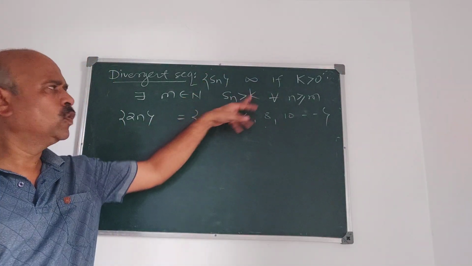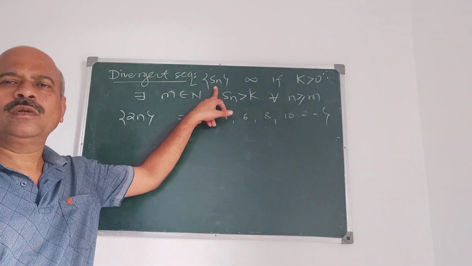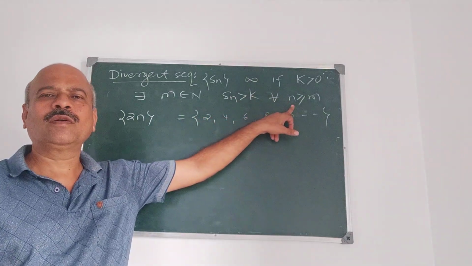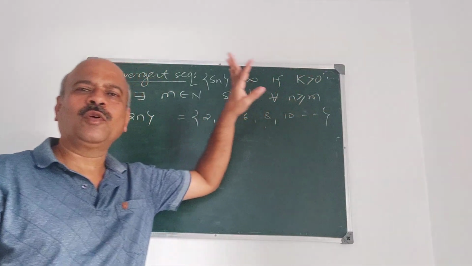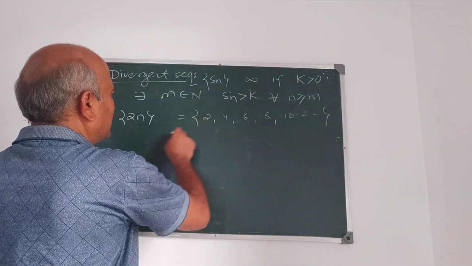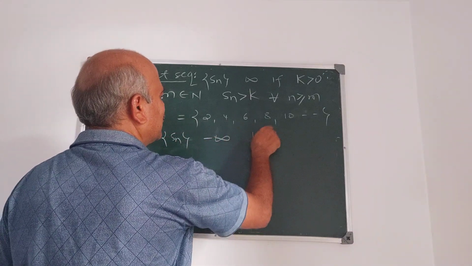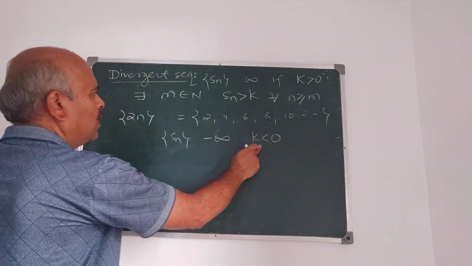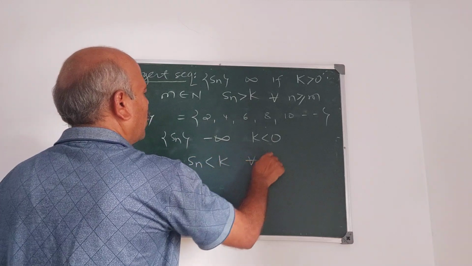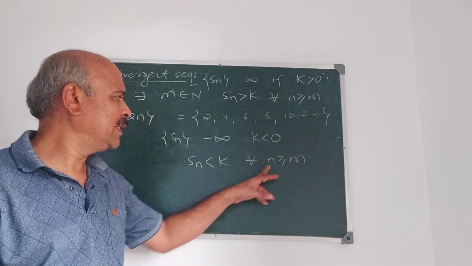This you follow now. Go through the definition again. It is easy. A sequence Sn is said to converge to plus infinity if Sn is greater than k for all n greater than or equal to m. What is this k? Any fixed positive integer, however large. Similarly, a sequence Sn is said to diverge to minus infinity if there exists k less than 0, however small, such that Sn is less than k for all n greater than or equal to m.